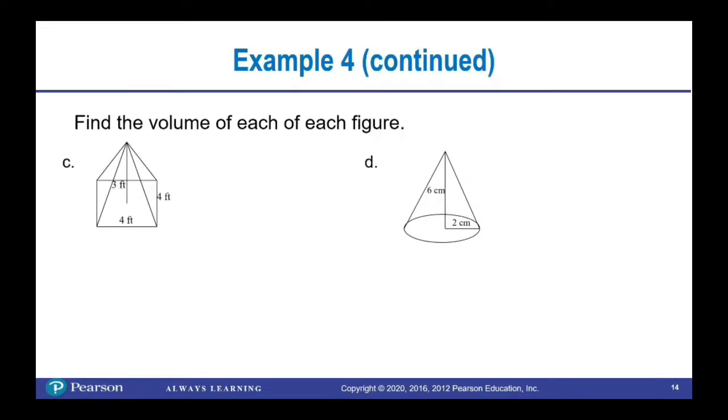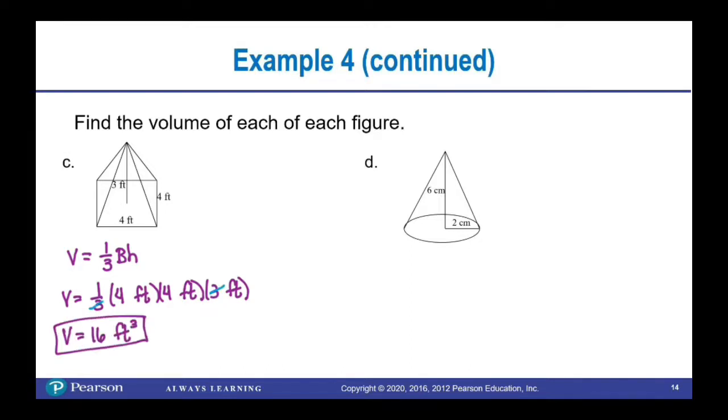Look at part C. Again, we have a pyramid. So the volume of a pyramid is 1/3 area of the base times the height. The area of our base here is 4 feet times 4 feet. The height of this pyramid is 3 feet. The 3's cancel out, and 4 times 4 is 16, and our units here are cubic feet.